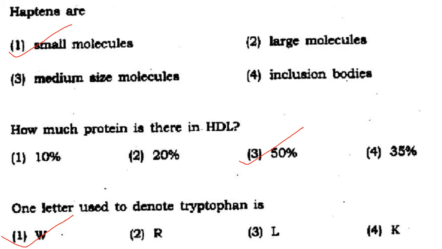Haptenes are option 1 small molecules, option 2 large molecules, option 3 medium sized molecules, and option 4 inclusion bodies. Answer is option 1, small molecules.